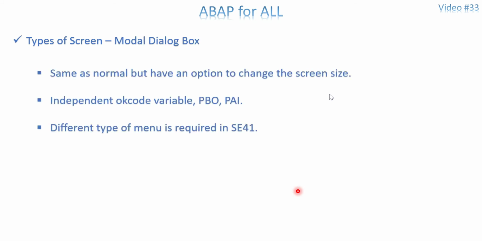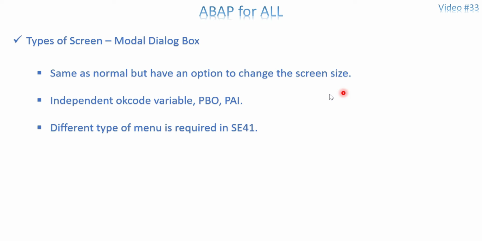Next is modal dialog box. It's very simple, same as a normal screen, and you have an option to change the screen size. That is the only major difference between a normal and a modal dialog box. Normally we use this for giving a message, or when I want a very small screen to get the values. If that is the case, you can go with a modal dialog box.